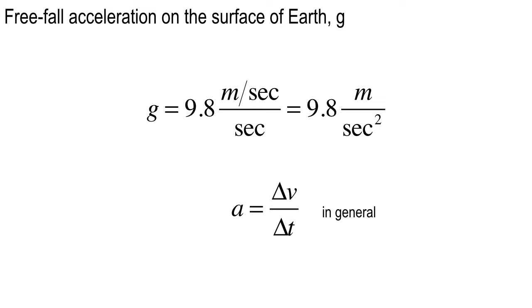And if you go to the top of Mount Everest, it's going to be a little bit less. But it's not going to show up in the 9.8. It's going to show up in the 9.807 or 072 or something like that. But pretty much everywhere from the top of Mount Everest to the bottom of the Mariana Trench, the deepest part of the ocean, 9.8 is pretty good for free fall.